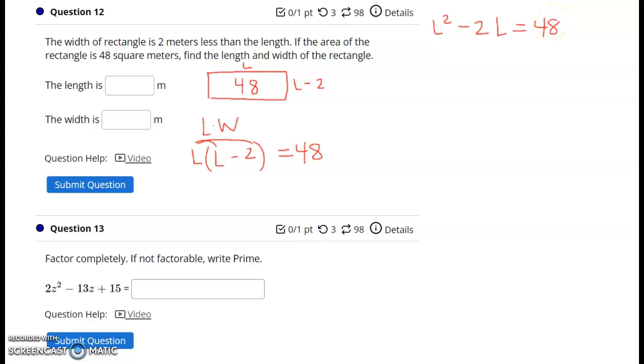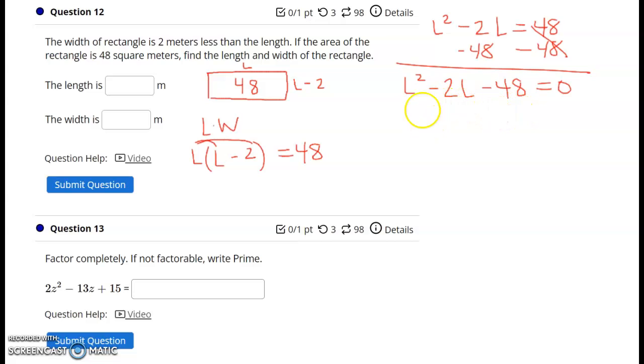Again, when we're solving a quadratic equation, we need everything on the same side equal to 0. So we'll minus 48 from each side. So those cancel. Now I have L squared minus 2L minus 48 equals 0. All right. At this point, we need to factor this.